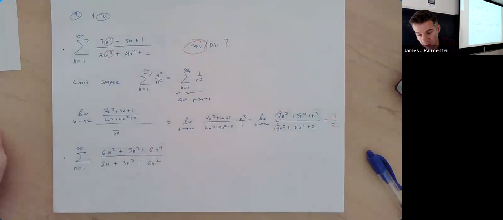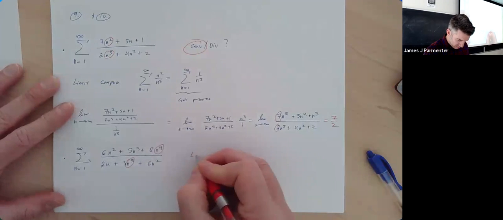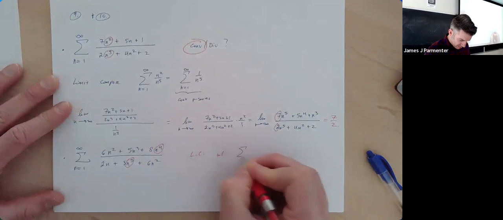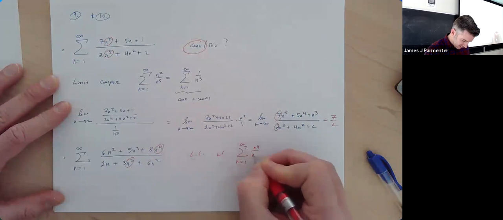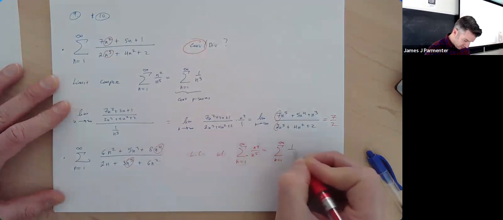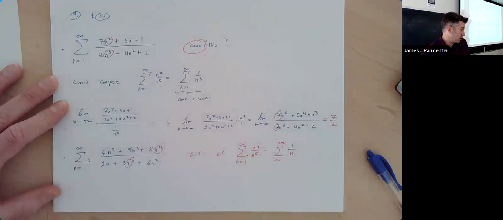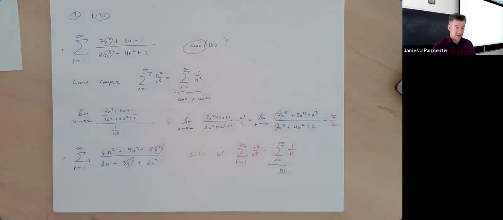Okay, so again, we're just looking for the highest powers of n in each spot. So I see an n to the 4th on the top. I see an n to the 5th on the bottom. So we're going to limit compare with the sum from n equals 1 to infinity of n to the 4th over n to the 5th, which is the sum from n equals 1 to infinity of 1 over n, which we know is divergent. So we are looking to test for divergence. We can't come up with any other result other than either divergence or inconclusive.